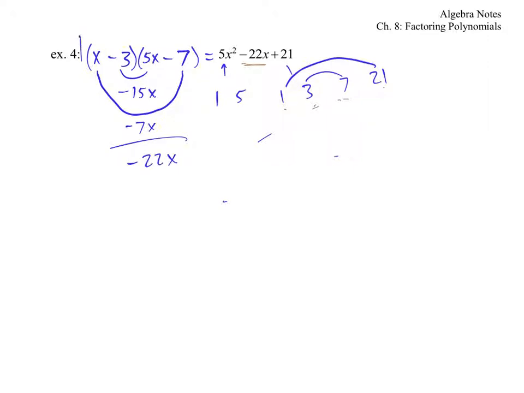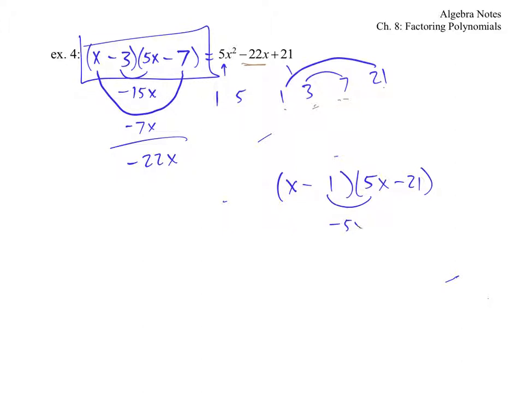Wouldn't it work the other way too? The other way, like switching the 3 and the 7? No. 1 and 21. You could try it. I'll maybe try it down here. So if I have my x minus and my 5x minus, I think we're going to be a little too close to 0 on that one, because if I did my 21 here, and the 1, I'd have minus 5x and minus 21x. We'd have a minus 26x. So it doesn't work out that way.